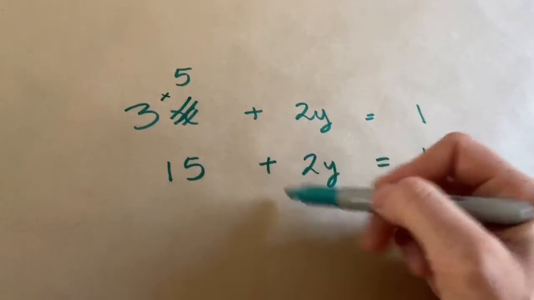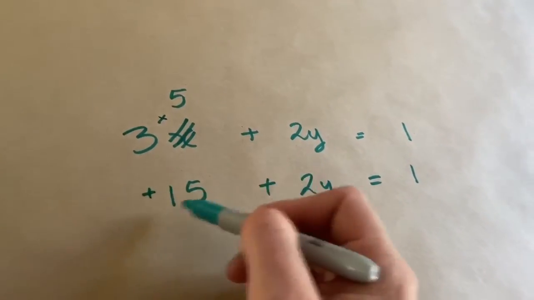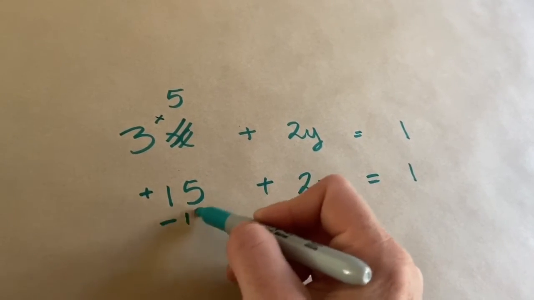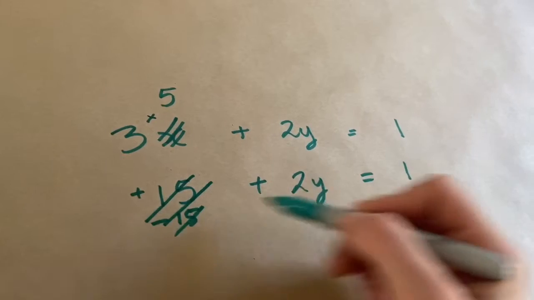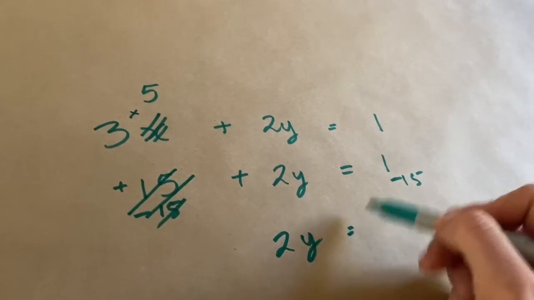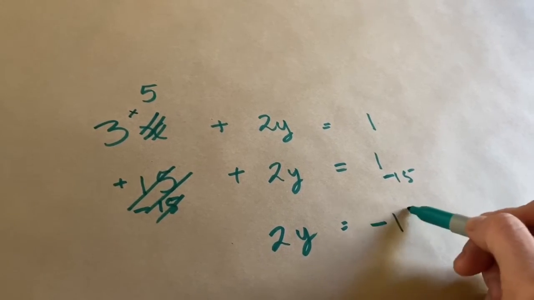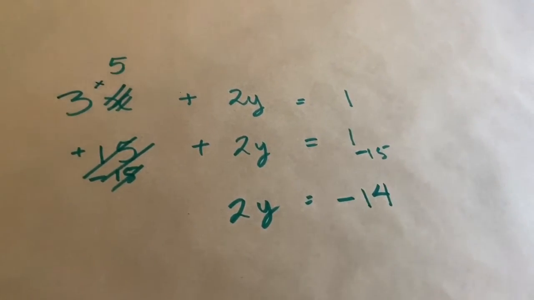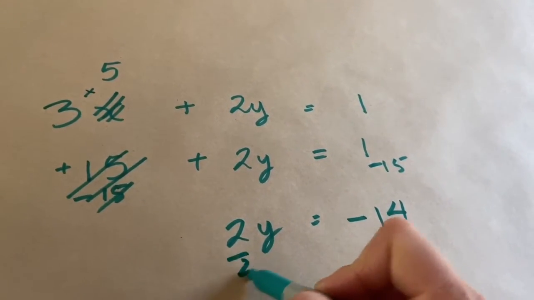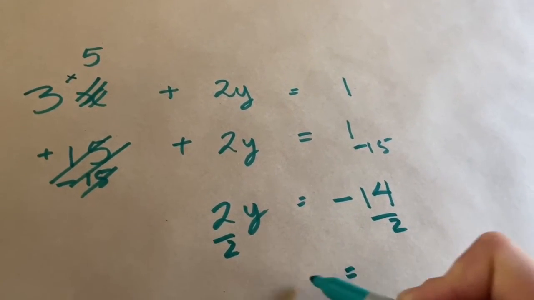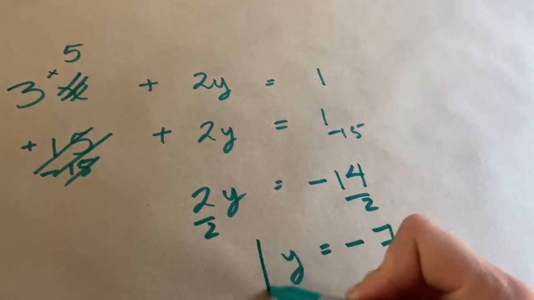I want to get the y by itself, so that means I want to move this plus 15 to the other side. So I'm going to minus 15. These cancel out then. So 2y is equal to 1, subtract 15. That would give me minus 14. And I'm already seeing that I'm going to get the right answer, because when I divide by 2 now, my y is going to be equal to minus 7.